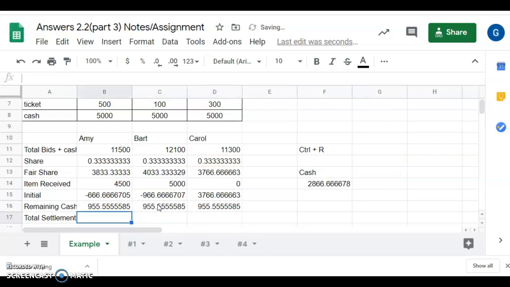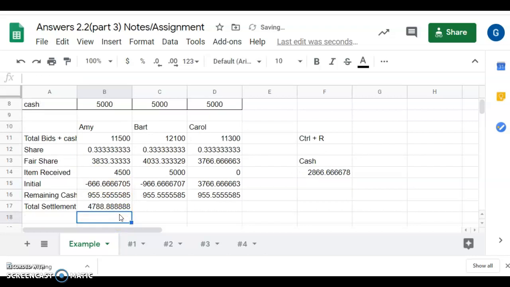All right, and finally the total settlement. So remember, the total settlement is the item received plus their initial leftover cash plus the remaining cash. So we're gonna go equals the sum of B14 through B16. Okay, so I wanna add all three of those boxes up. So notice that they get highlighted. That shows me that those are the ones I'm adding. Okay, and then again, we can use that Control R if we wanted to see everybody's final settlement.